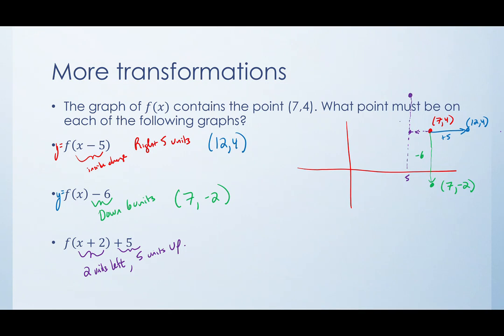All right, so this is a plus 5. We're going that way. So we're going to end up, let's see, 7 minus 2, that's going to have us at x equals 5. And then we're at y equals 4, we're going to go up. So we're going to end up at (5, 9).